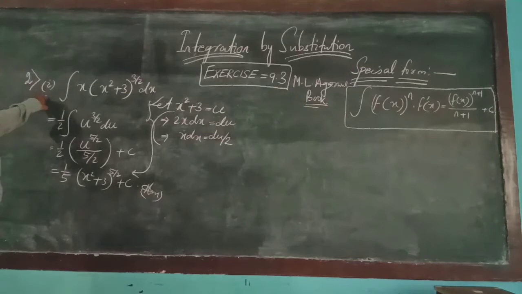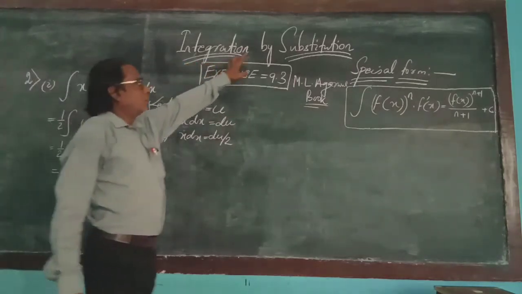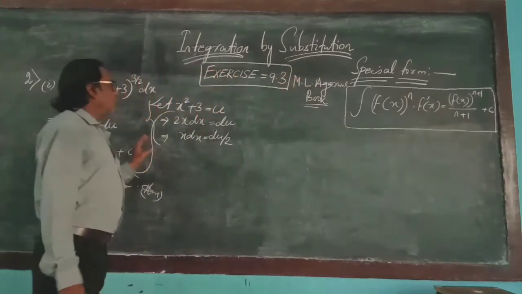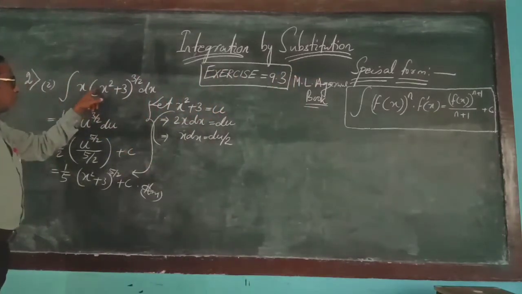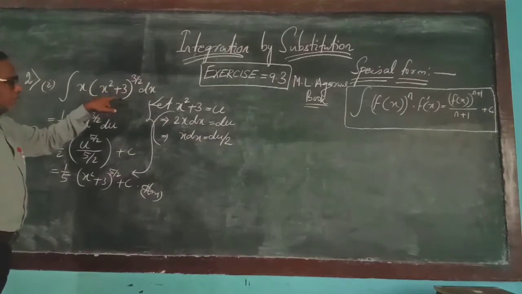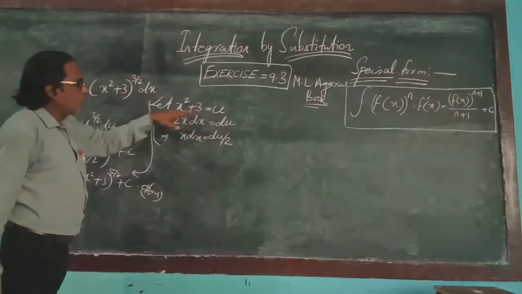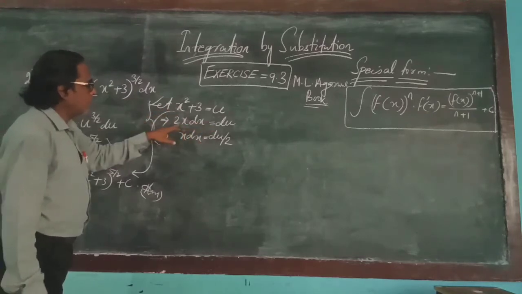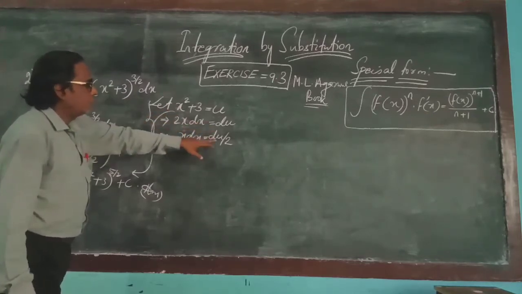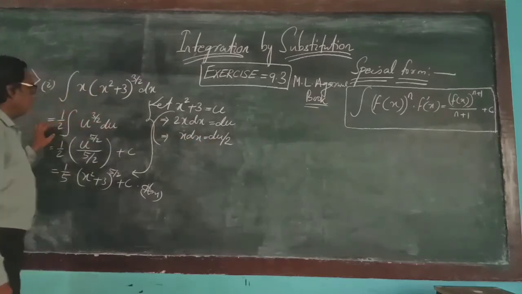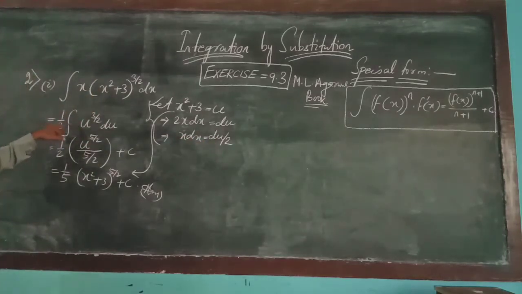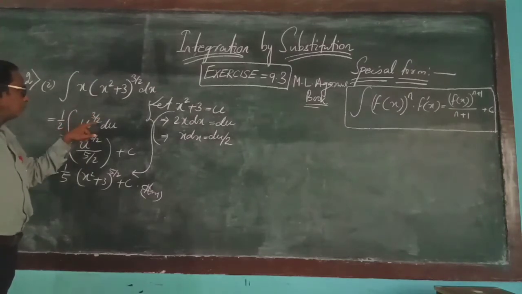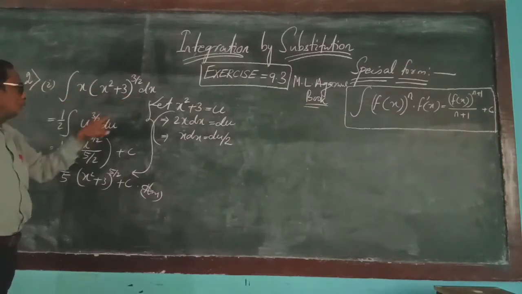Using the method of integration by substitution. The process is integration by substitution. You are substituting the value of x square plus 3 as u. Then differentiating both sides, we get 2x dx equal to du. Dividing, x dx is du by 2. Finally, we get 1 by 2 integration, which will be converted to u to the power 3 by 2. X dx means du by 2, and the 1 by 2 is taken outside.